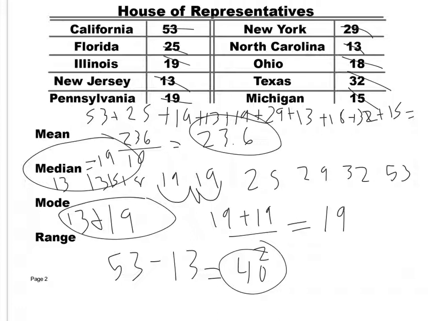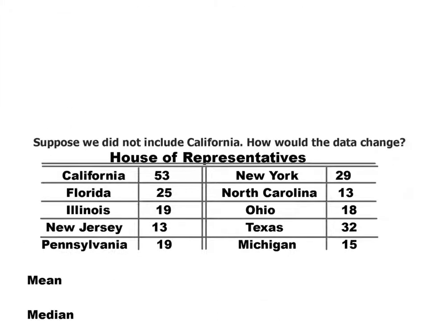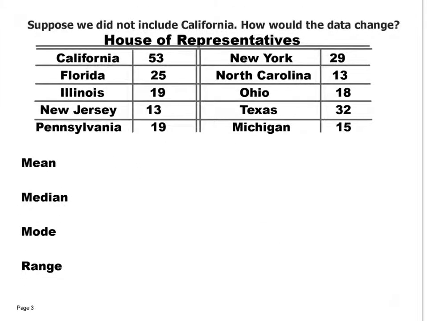You don't have to write this down, but let's just think about it. What if we did not include California? How would the data change? We're just going to think about it and talk about it. What would happen to the mean? What do you guys think would happen to the mean, the average, if you got rid of California?